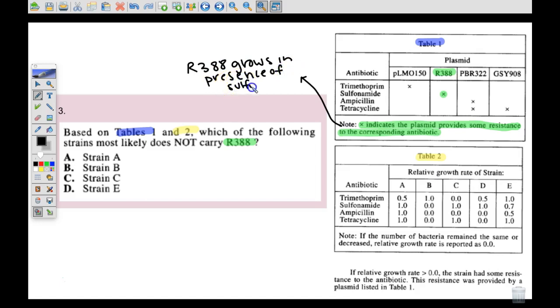of sulfonamide, which means that sulfonamide is not what I would use to treat someone who has this bacterial plasmid. So what I need to look for then is an antibiotic that does treat, so that sulfonamide does actually affect a strain, and so if I look at this row for sulfonamide, I see that strain A, C, D, and E all were not affected by sulfonamide, which means they most likely have R388. But strain B was affected by sulfonamide because there is no growth, which means that strain B does not carry that particular plasmid. So the correct answer for number 3 is B.